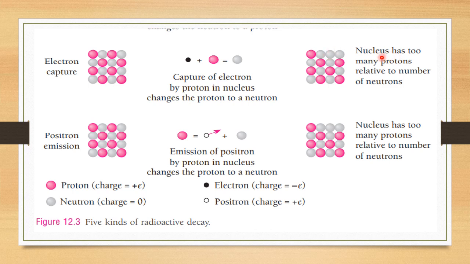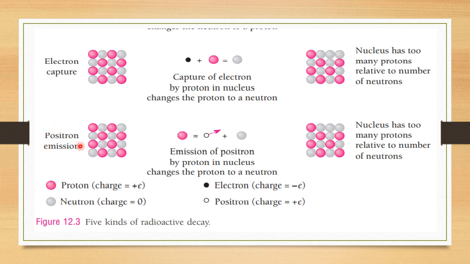Right. So what may be the reason for instability? The nucleus has too many protons relative to the number of neutrons. If there are more protons, they will be transformed into neutrons. That's the reason for electron capture.